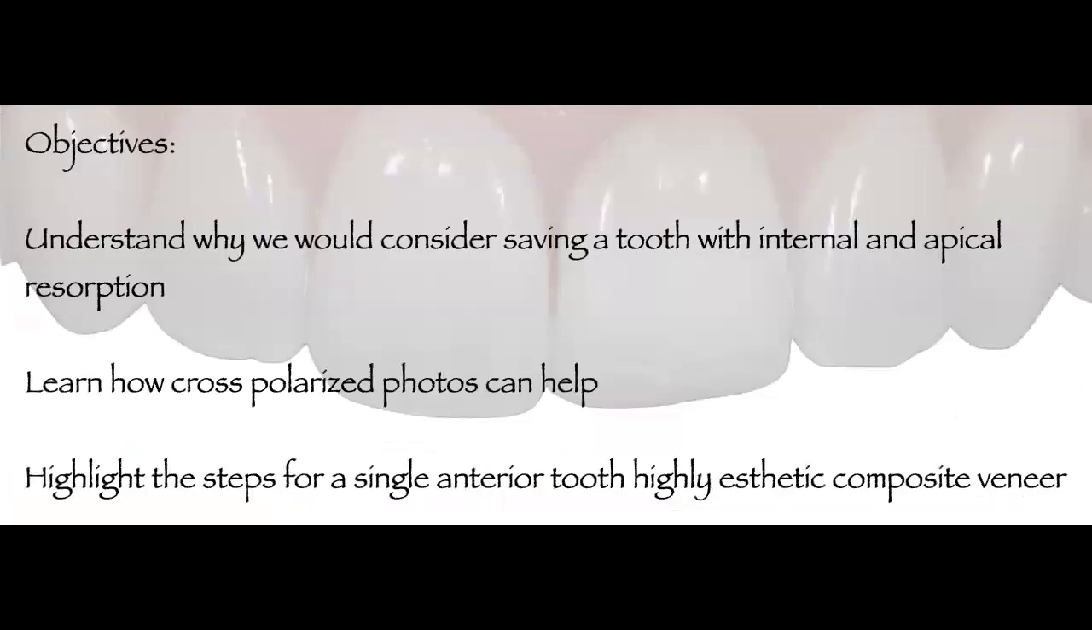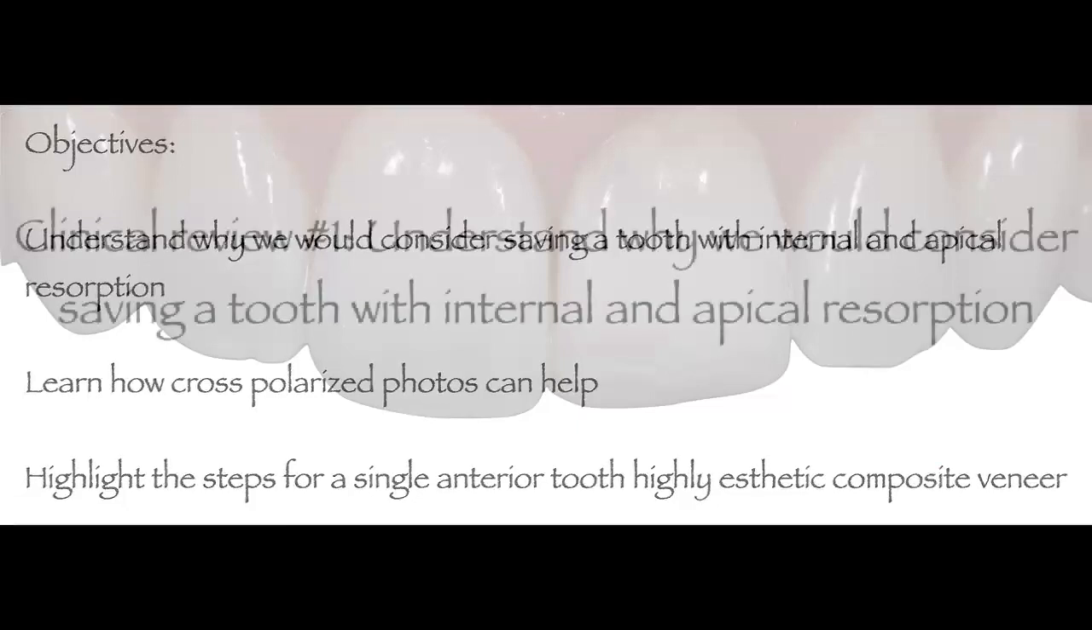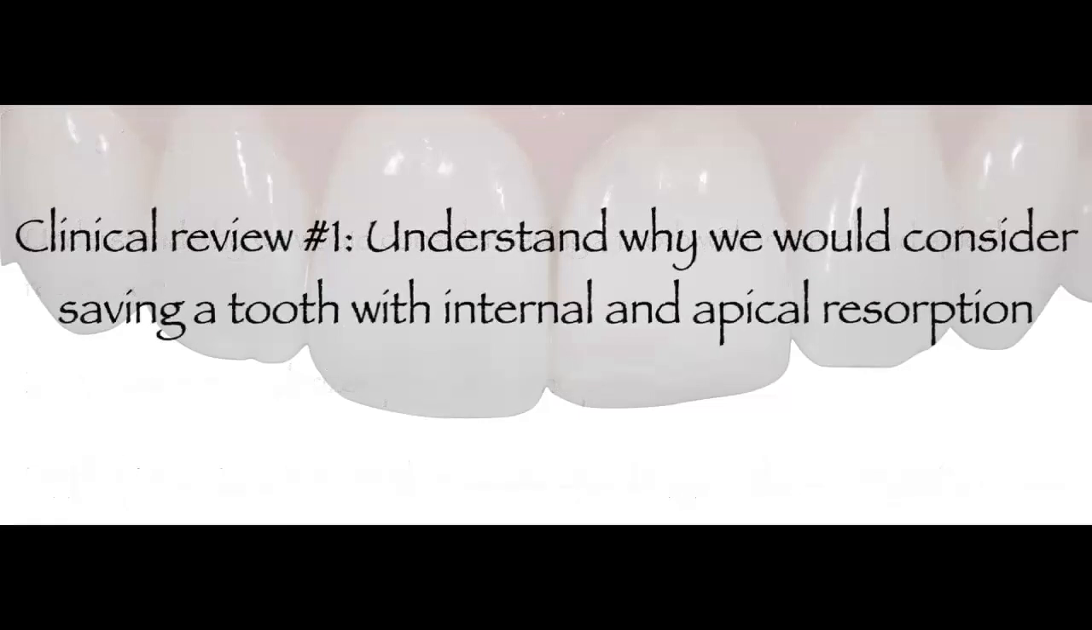Our objectives for today are going to be to understand why we would consider saving a tooth with internal and apical resorption, learn how cross-polarized photos can help, and highlight the steps for a single anterior tooth highly aesthetic composite veneer. So let's get started with our clinical review number 1. Understand why we would consider saving a tooth with internal and apical resorption.